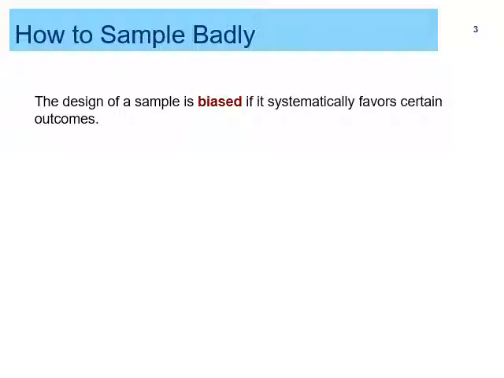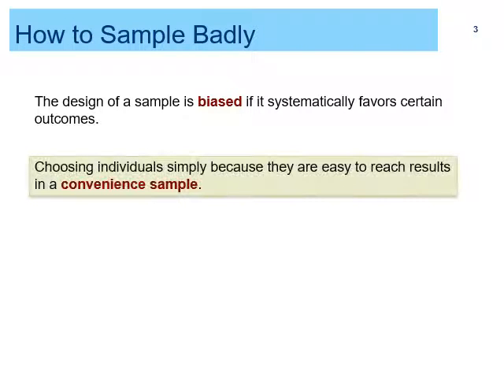So how could we sample badly? The design of a sample is biased if it systematically favors certain outcomes. Choosing individuals simply because they are easy to reach results in a convenience sample.